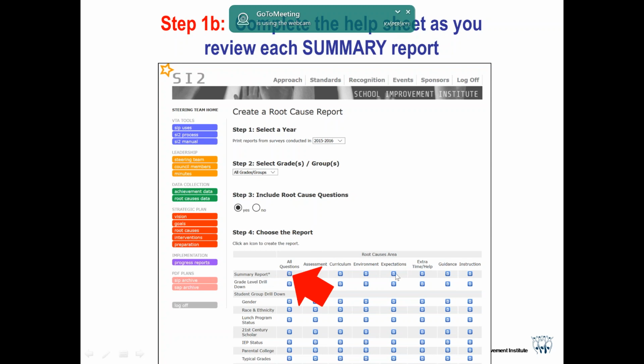If you wanted to, you could split up the reports and just get one set at a time, but you're going to have to look at them all anyway, so you might as well just click that. This will not give you any disaggregation. It just aggregates all the students in the building, but it will give you data that you can start to look at to find those root causes.